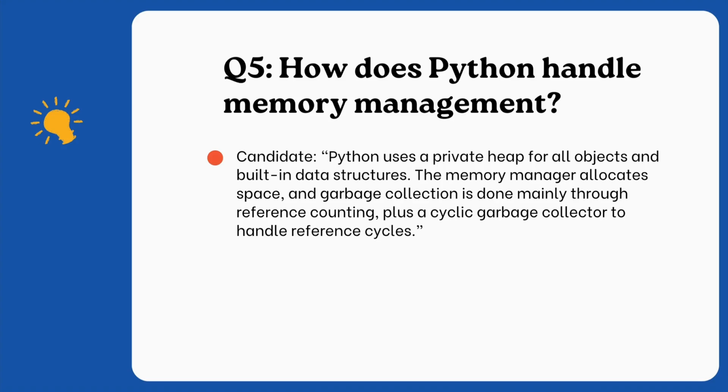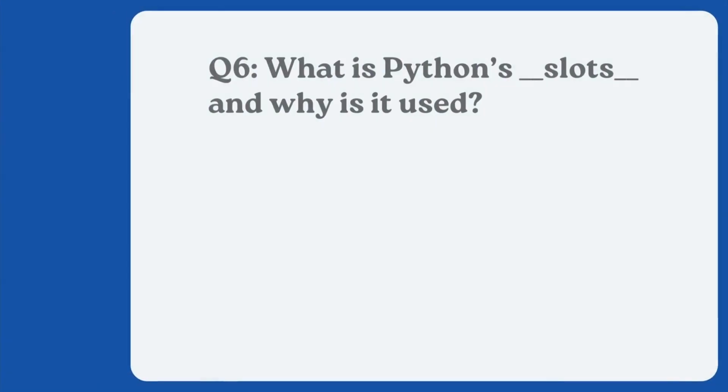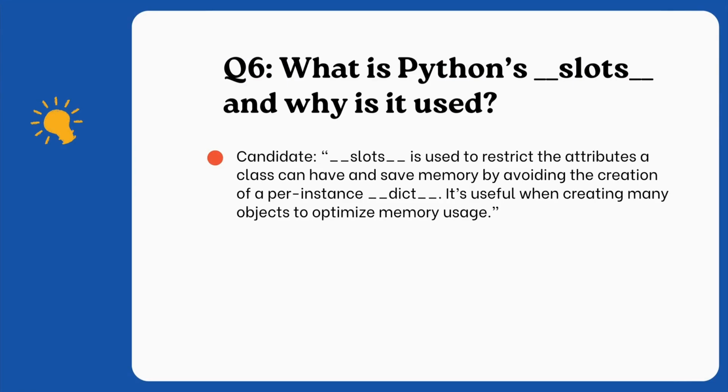What is Python's __slots__ and why is it used? __slots__ is used to restrict the attributes a class can have and save memory by avoiding the creation of a per-instance __dict__. It's useful when creating many objects to optimize memory usage.